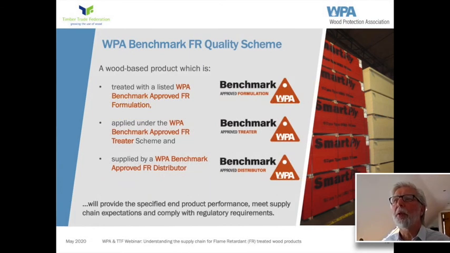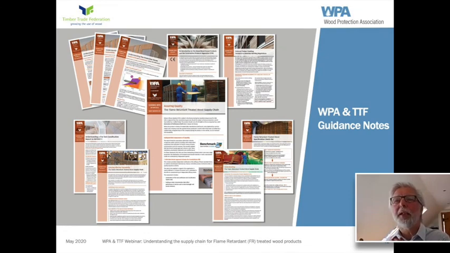Quick word about WPA's quality schemes. Part of the reason that we're pleased with the way that the government is going on this is that they are essentially tapping into initiatives we took many years ago to set up third-party approval schemes of formulations, treaters, and indeed distributors of flame retardant enhanced products. Much more detail on that on our website, as are all the links to our guidance produced. They're all WPA TTF dual branded documents produced together, giving the same messages right through the supply chain.